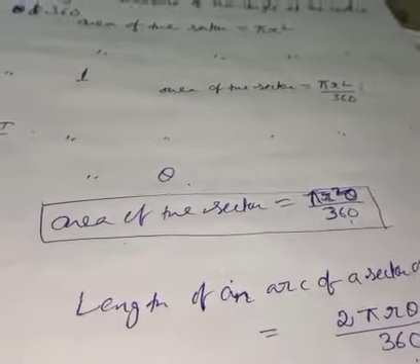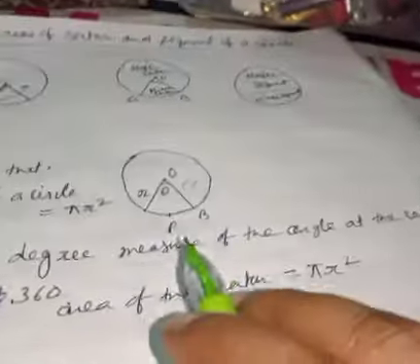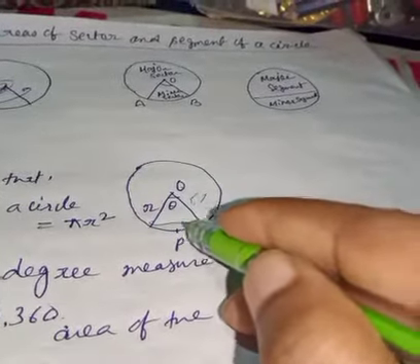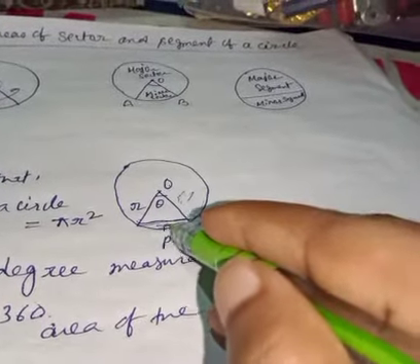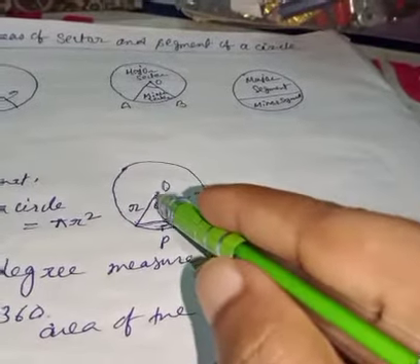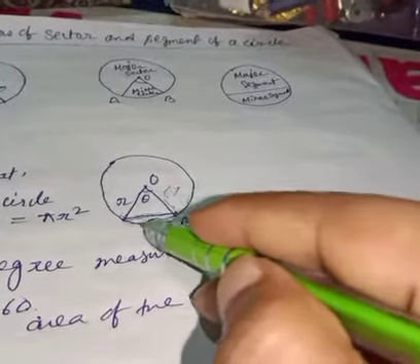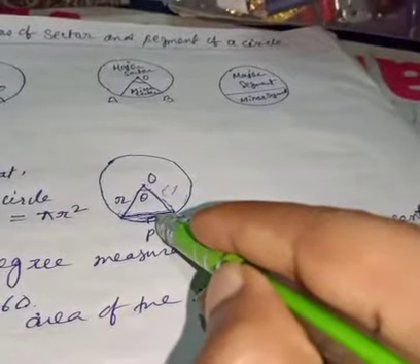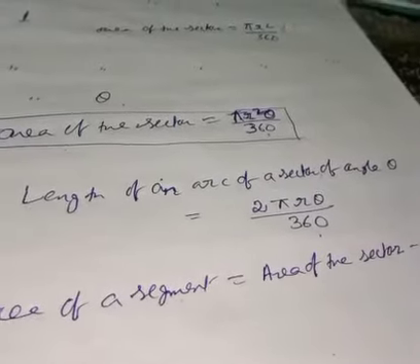Now the next question is how to find the area of a segment. First try to understand the figure. If you join these end points, this part is called a segment. How to find its area? This is very easy, because you need to find the area of this sector minus the triangle. From this sector, if you subtract this triangle, this part is left, and this part is the segment. That is why I have written: area of a segment equals area of the sector minus area of the triangle.